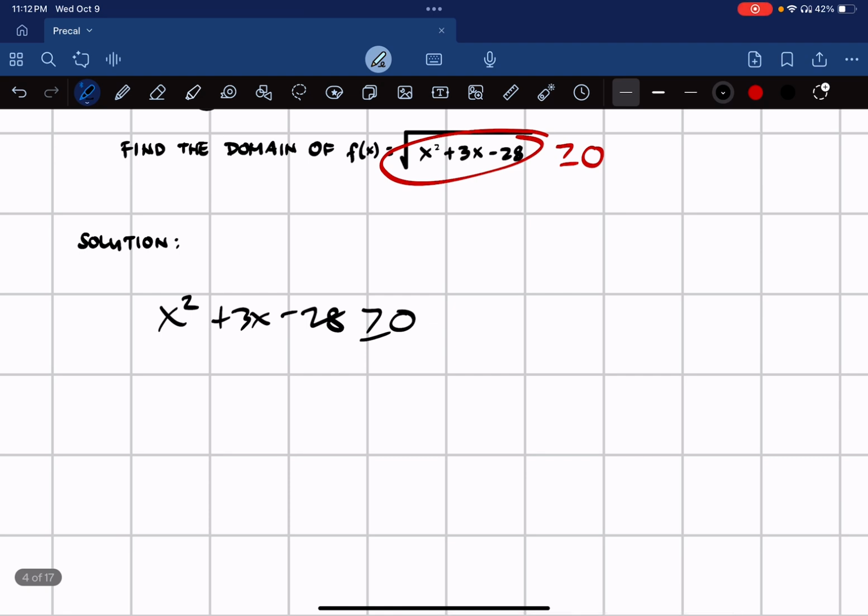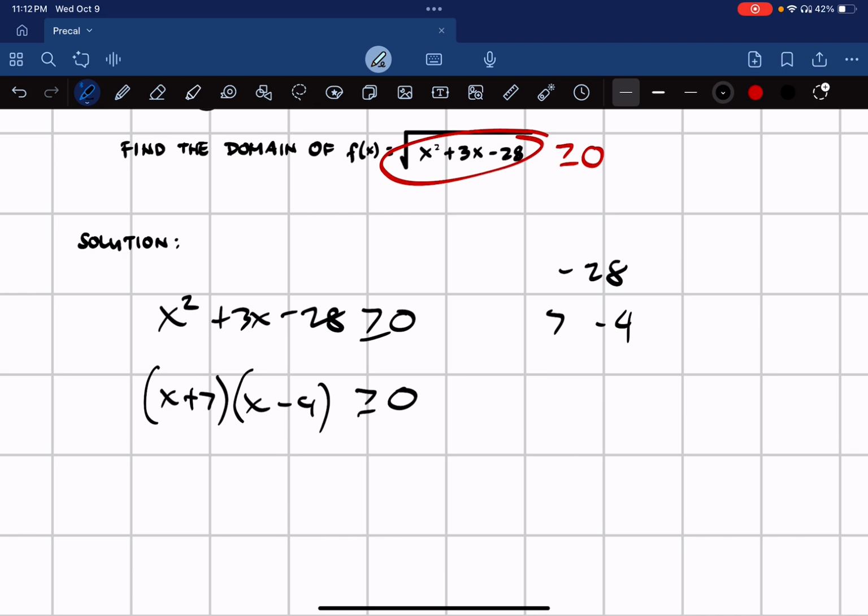Okay. So, for simpler solving, let's factor out this expression. For the factors, for negative 28 that when added gives 3, we can have 7 and negative 4. So, 7 times negative 4 is negative 28. When added, 3. So, it can be factored: x plus 7 and x minus 4 greater than or equal to 0.